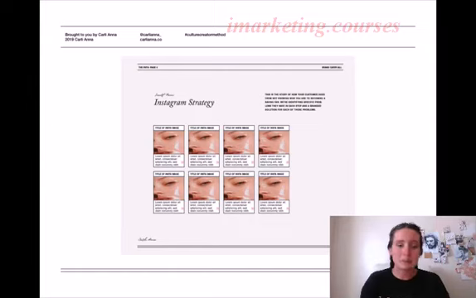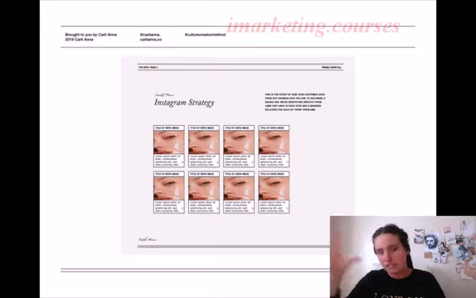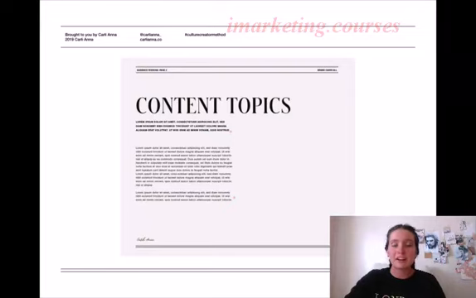So this is kind of what the page looks like. You can see I've got some images with a little caption underneath of what that image would be. I have 9 different images because it's good to see how all of their images are going to look together, like what types of images go next to the other ones, those kinds of things. And then I have a content topics page, which basically goes into depth about the things they're going to be talking about on social media.